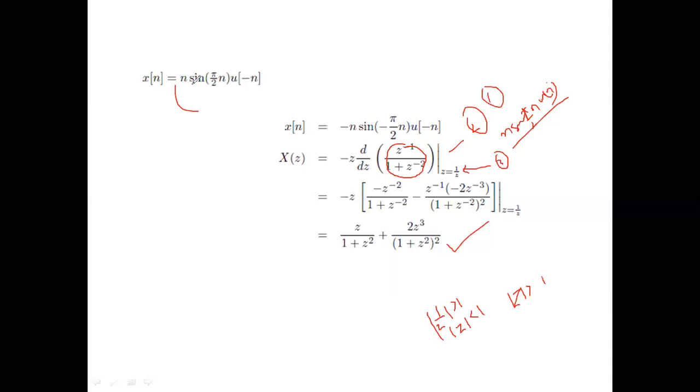So you can see the signal now is not a right-sided signal, but it is a left-sided signal. So ROC has to be inside the circle. So this here is our new ROC. Magnitude z less than 1 is our new ROC. Okay, so that was that problem.